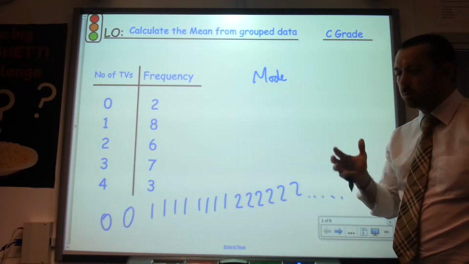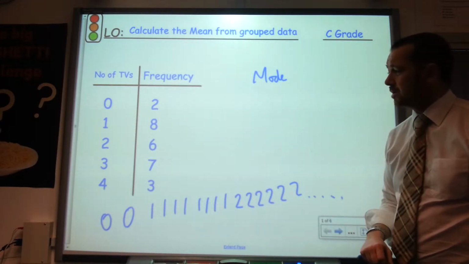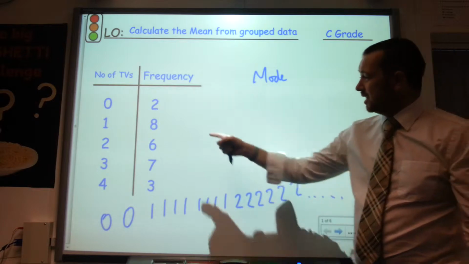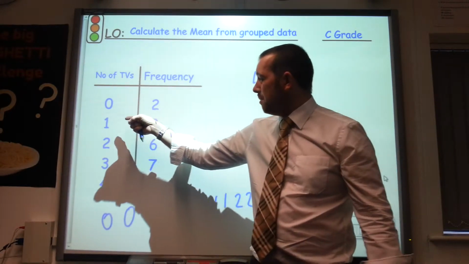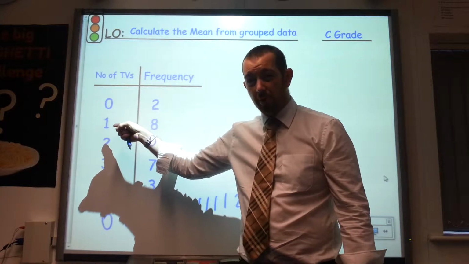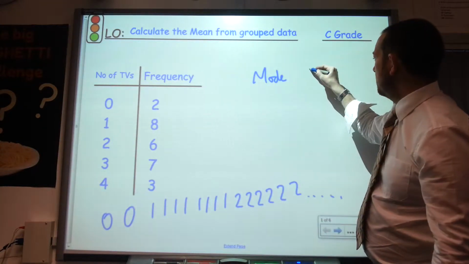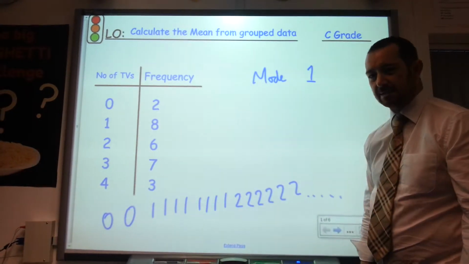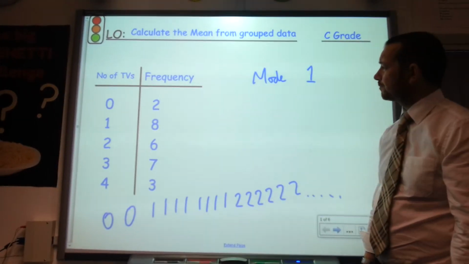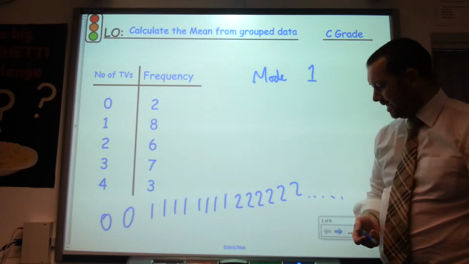So I'm looking for which number of TVs occurs the most. Well, the biggest frequency is 8. So that means the modal number of TVs is 1. So the mode there is 1, the modal amount of TVs. So that's how we can find the mode. Moving on to find the mean.